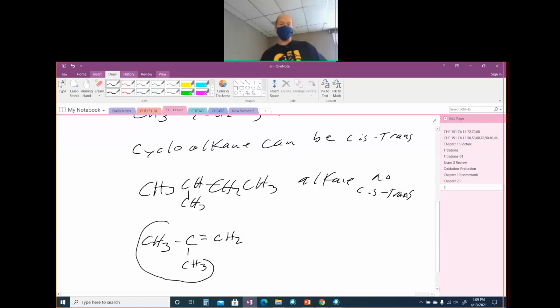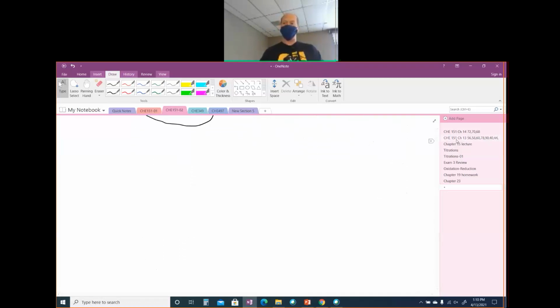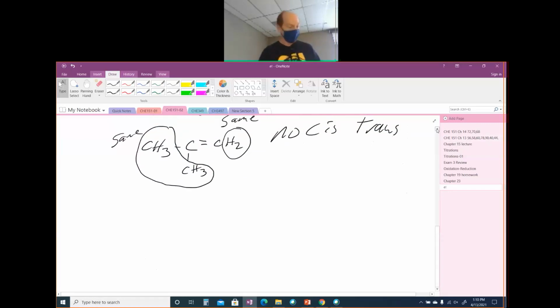So this is the same on this side. You can look at that side and see it as the same. And it's the same on this side. It doesn't have to be the same on both sides. It only has to be the same on one side in order to not have cis-trans. This is the same on both sides, and so no cis-trans. If you have the same thing on one side or the other, or of course both sides also works, you will not have any cis-trans.